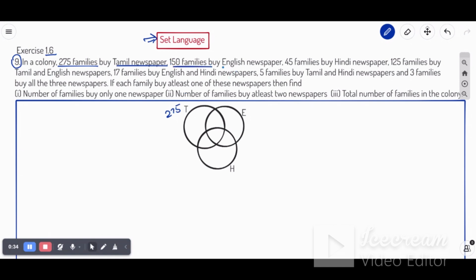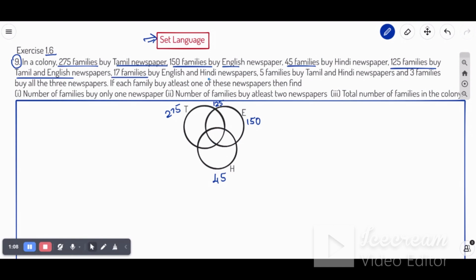150 families buy English newspaper. So this is 150 families. And now 45 families buy Hindi newspaper. 125 families buy both English and Tamil. This is our both English and Tamil part, this full area. So let me write that also a little sidewise. 125 people buy both, this full circle.